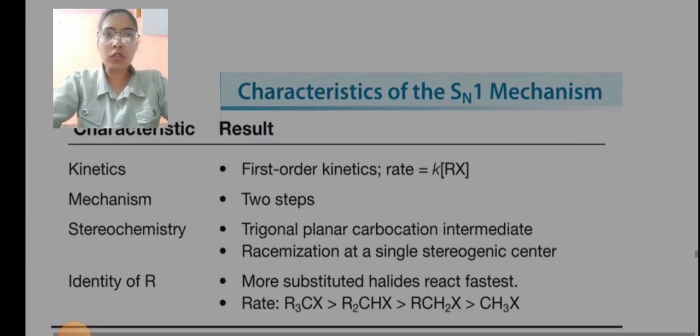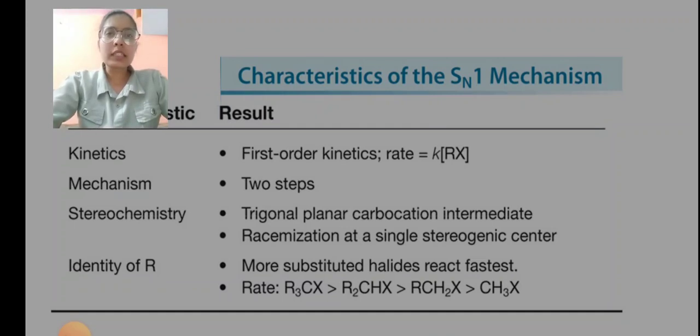Characteristics of the SN1 mechanism. So let's see characteristics and result. Kinetics. First order kinetics. Rate is equal to k into concentration of RX. Mechanism is two steps. Stereochemistry. Trigonal planar carbocation intermediate. Racemization at a single stereogenic center. Identity of R. More substituted halides react fastest. Rate is equal to R3CX is more than R2CHX is more than RCH2X is more than CH3X.